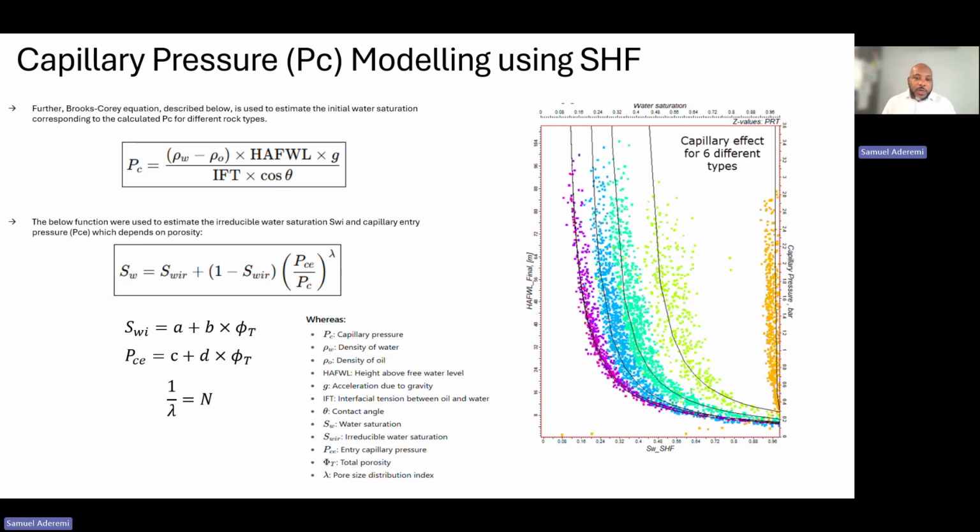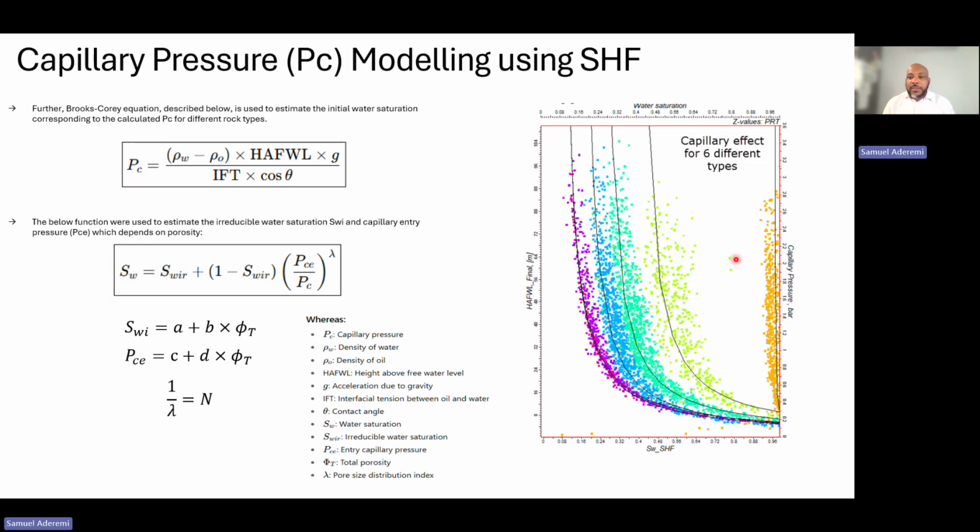We know that the better quality rocks typically have larger pore throats and they will have lower capillary pressure effect and lower water saturation at the same height. So what you've seen here is the plot on the right showing the resulting capillary pressure curve for the 6 different rock types. So you can see that each rock type behaves differently, reflecting the differences in their pore structure.